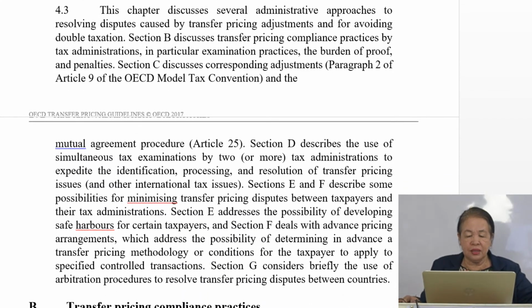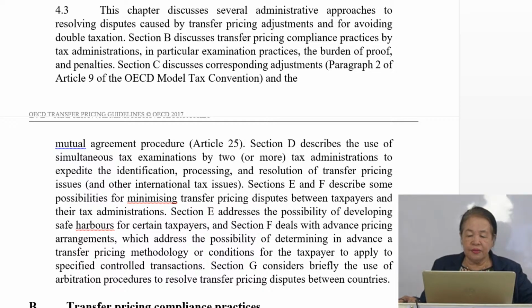So Section B discusses transfer pricing compliance practices by tax administrations, in particular examination practices, the burden of proof and penalties. Section C discusses corresponding adjustments, Paragraph 2 of Article 9 of the OECD Model Tax Convention and the Mutual Agreement Procedure, Article 25. Section D describes the use of simultaneous tax examination by two or more tax administrations to expedite the identification, processing and resolution of transfer pricing issues and other international tax issues.